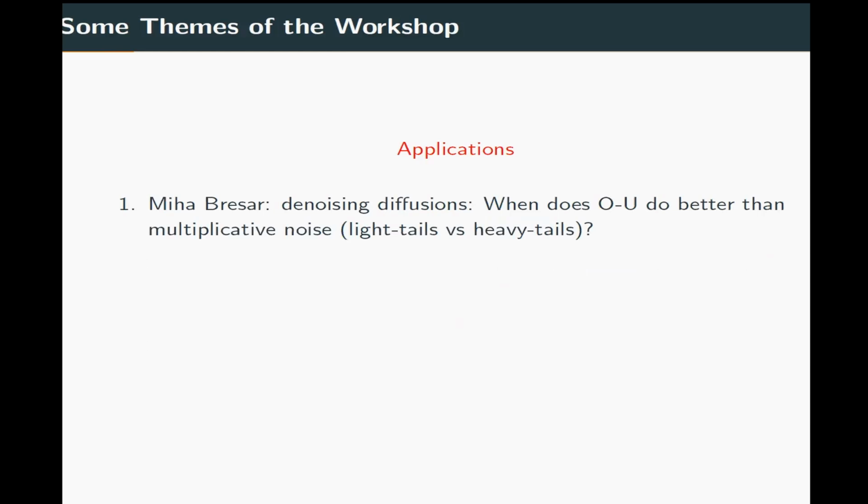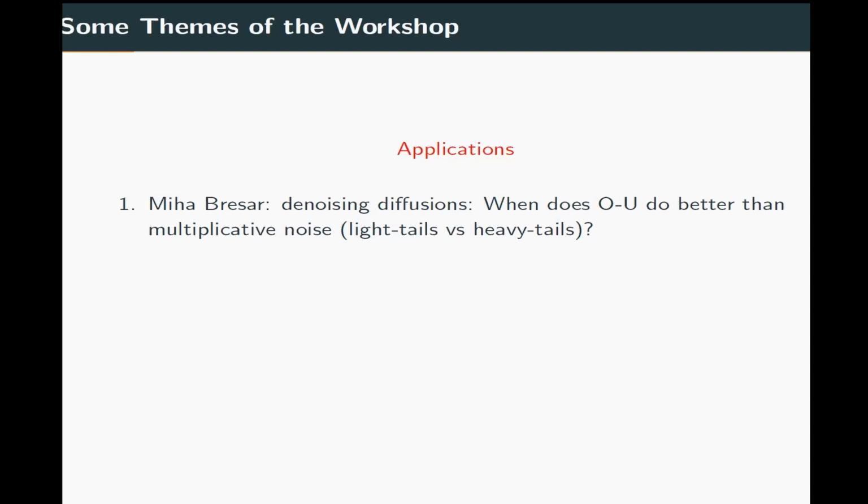Again, Miha Brassard, I put him in two different places because he talked about two different things. Denoising diffusions, so this is not necessarily related to RBMs, but when does an Ornstein-Uhlenbeck do better when you're doing these denoising diffusions than adding multiplicative noise in terms of mixing? And it was very much related to whether you had an original multimodal distribution and then whether the stationary distribution of your process is light-tailed or heavy-tailed. And that interplay was, again, very interesting, I think.